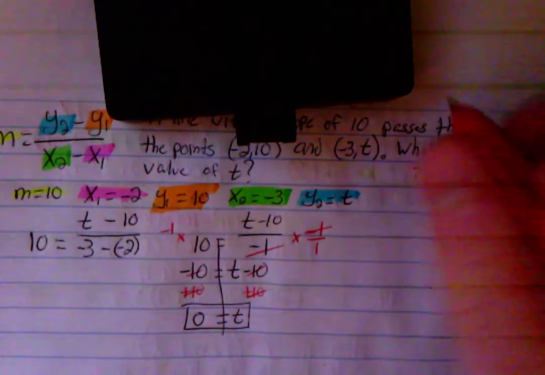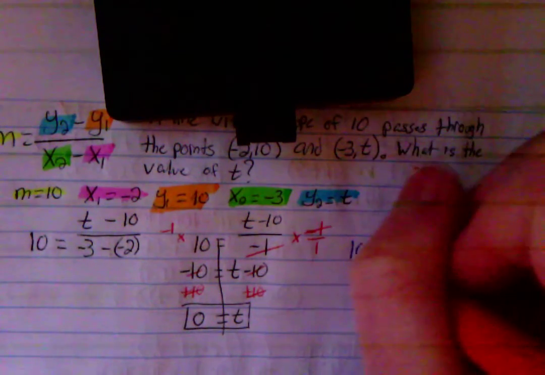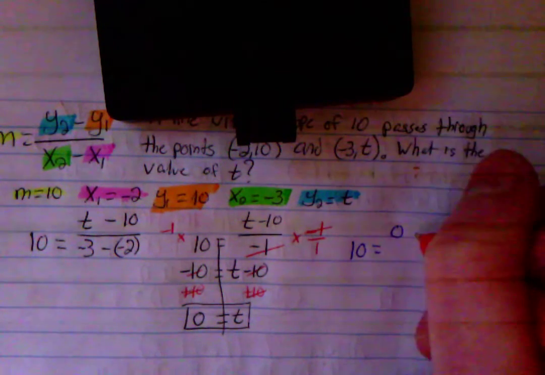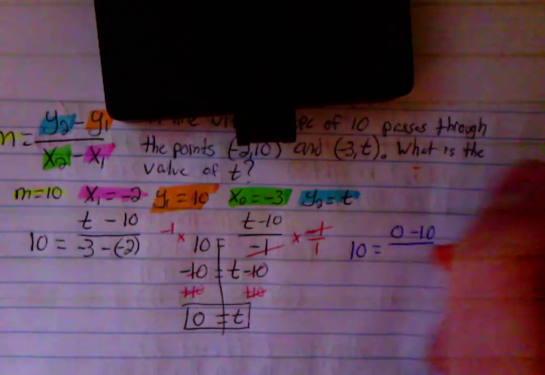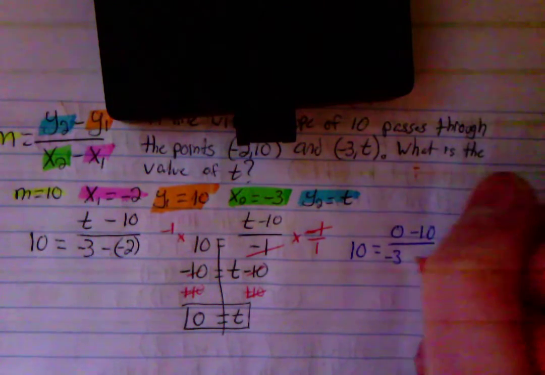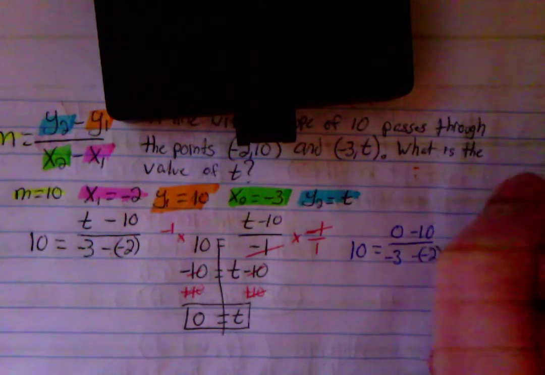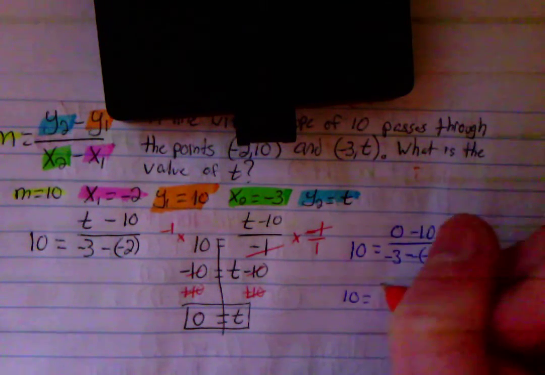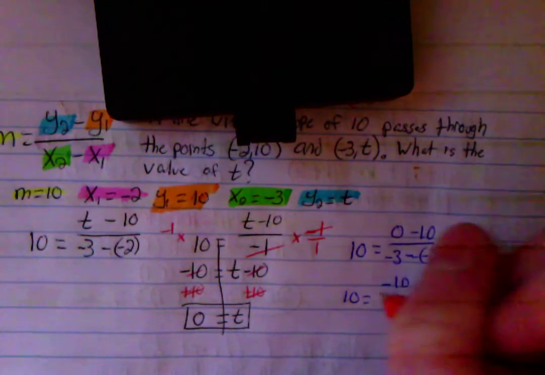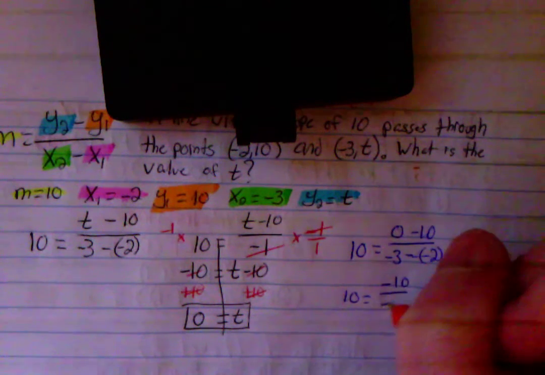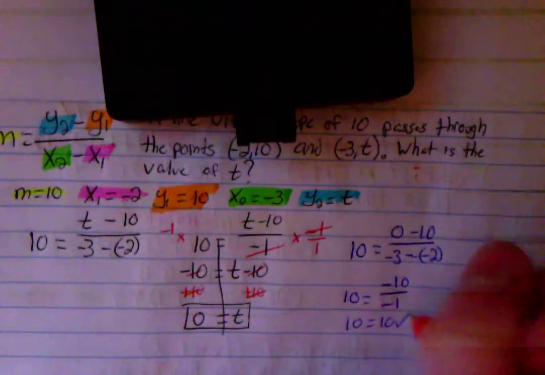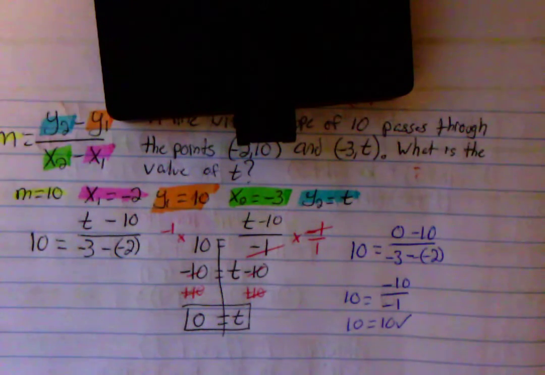So to check that, we have 10 equals 0 minus 10, negative 3 minus negative 2. So this would be 10 equals negative 10 over negative 1. 10 equals 10. So that checks out.